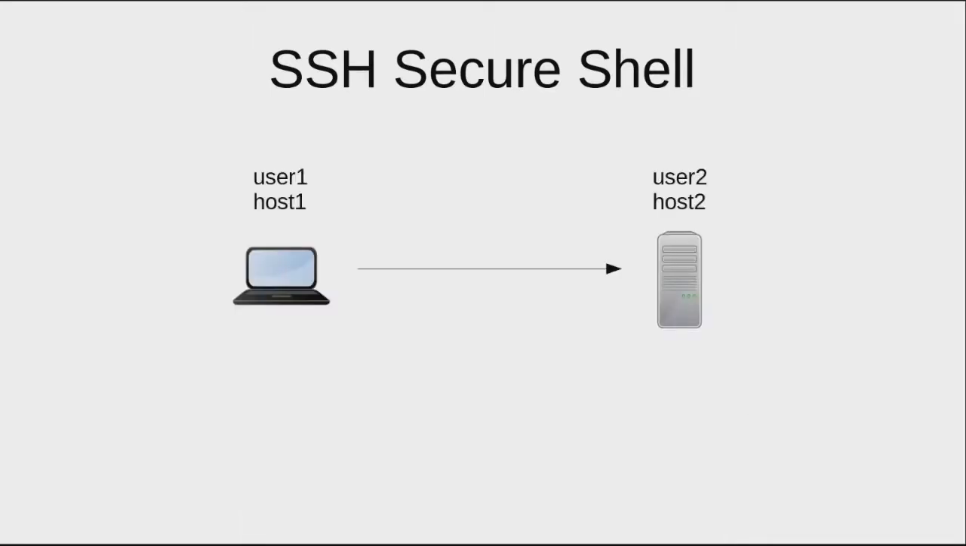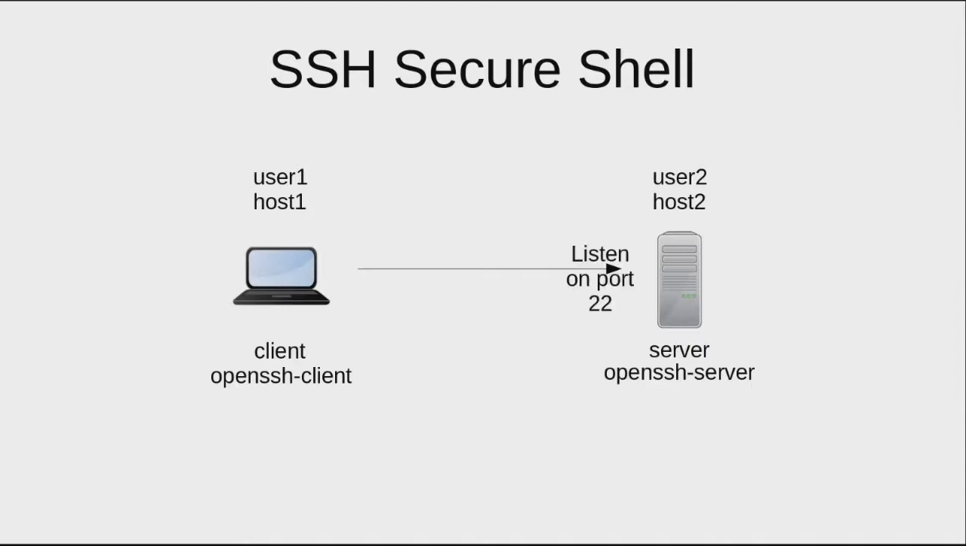Let's say you are user 1 on a computer called host 1 and you want to connect to host 2 as user 2. Host 1 is called the client and the OpenSSH client must be installed on the computer. This is the default for most Linux and macOS distributions. Host 2 is called the server. OpenSSH server must be installed. Host 2 is waiting for connections from clients on port number 22.